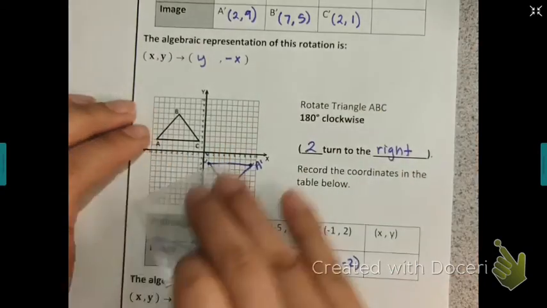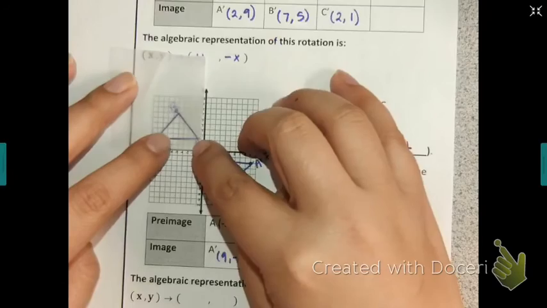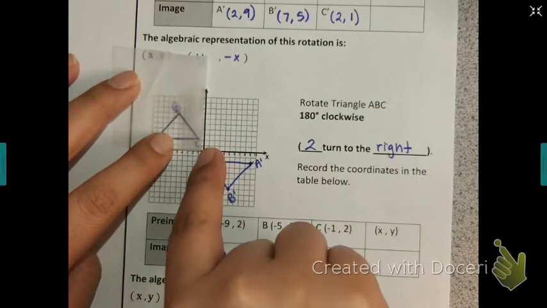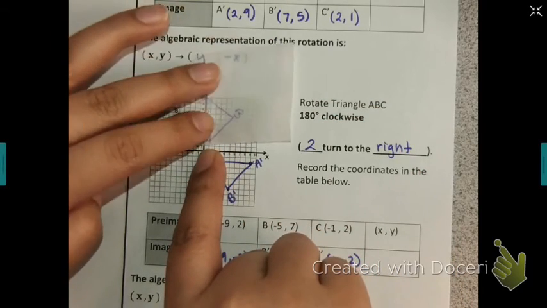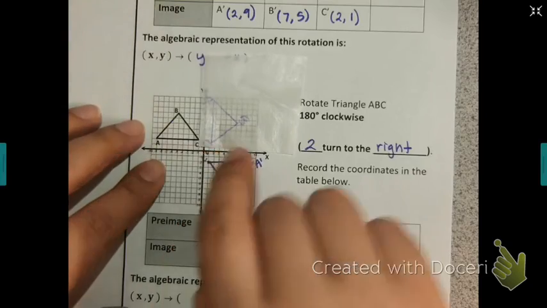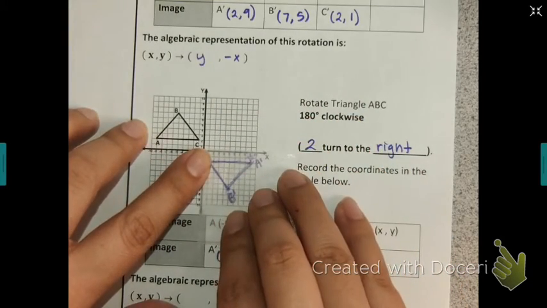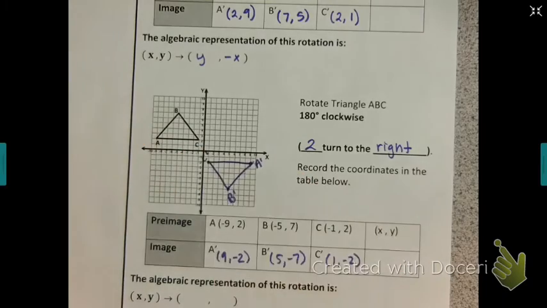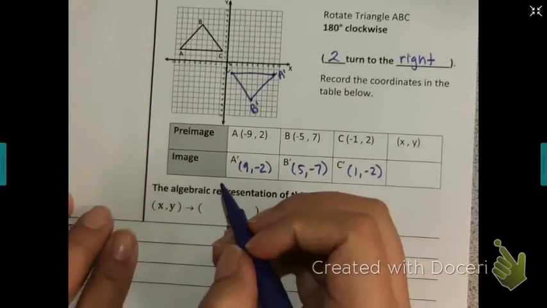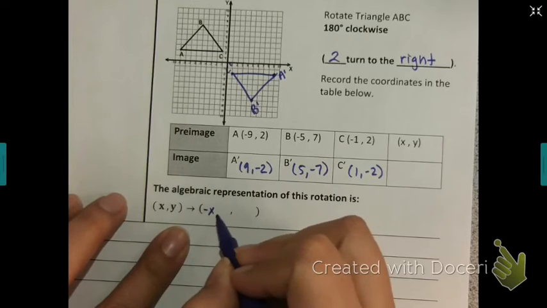Again, I did my original. It stays centered. We got 1 turn here, that's 90 degrees. And then 180 degrees will be my second turn. Just like that, and it matches up. So our algebraic representation, we said it's -x and -y.